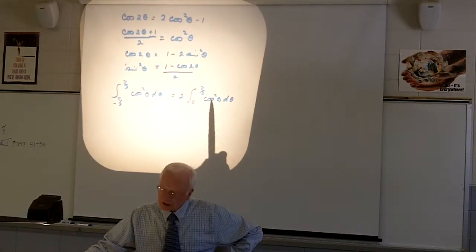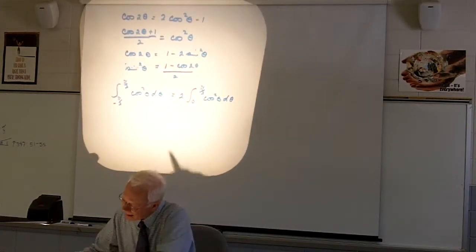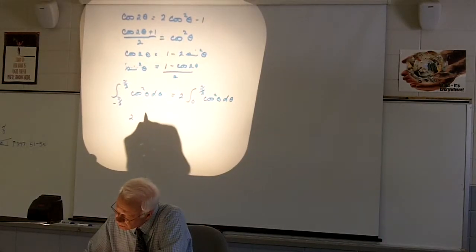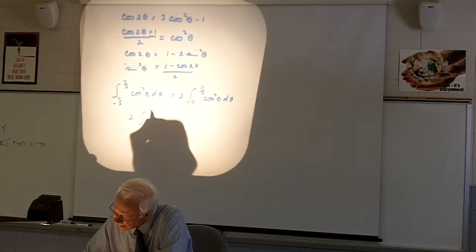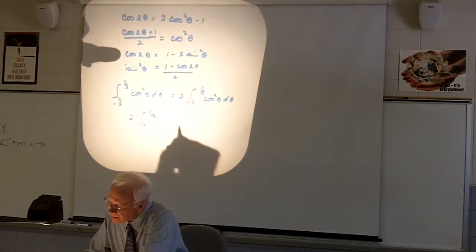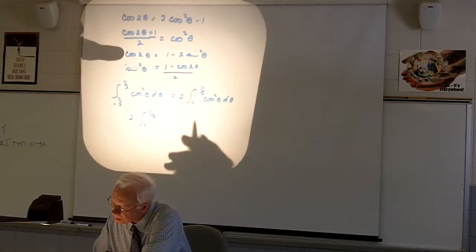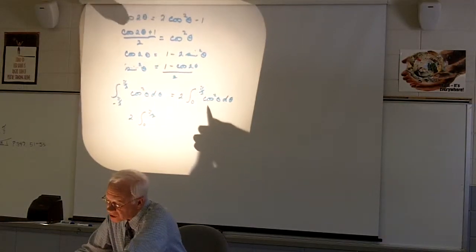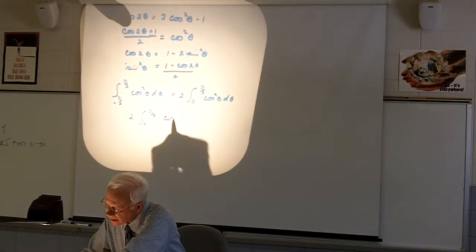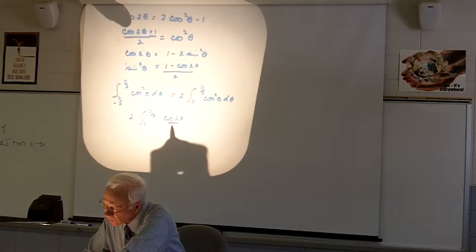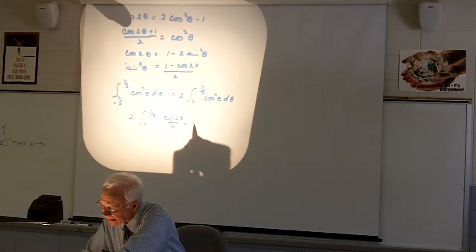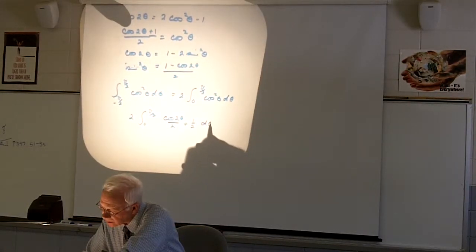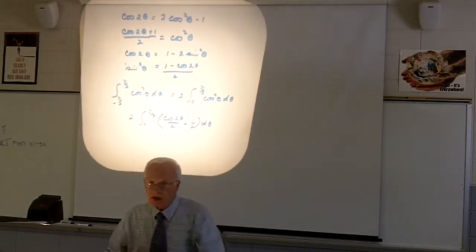Okay, now I'm going to go to this. That equals now 2 times, and we still have 0 to pi halves, and we have this one right here. See that? Right here. That's here. So I'm going to make this cosine 2 theta over 2 plus 1/2. Do it this way, d theta. Are you with me?